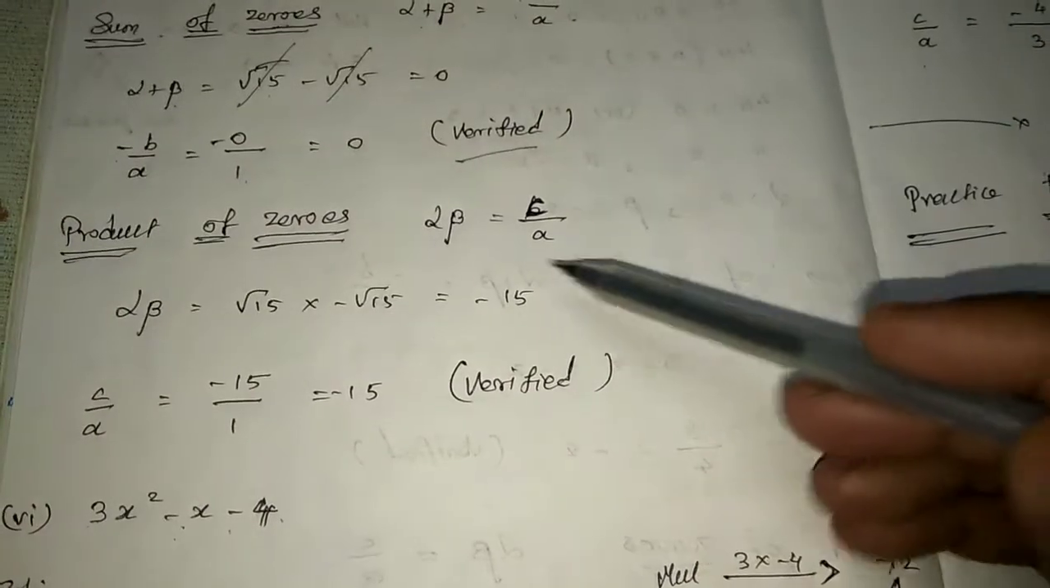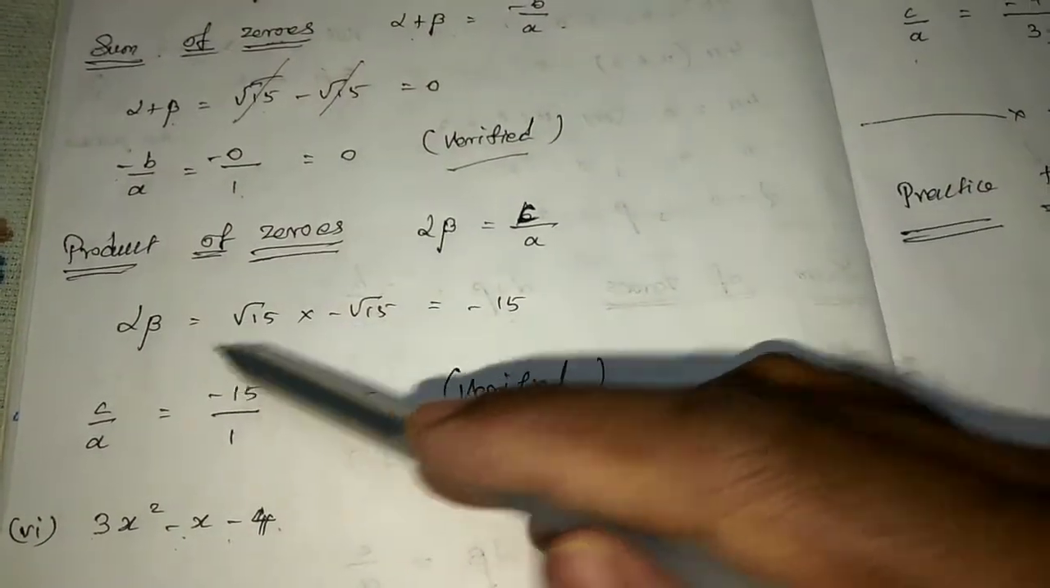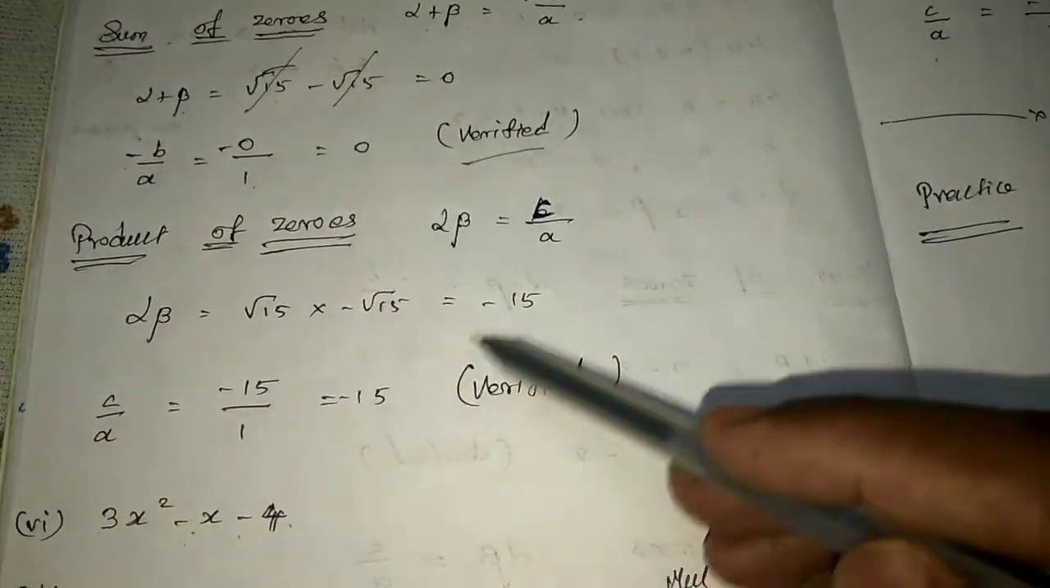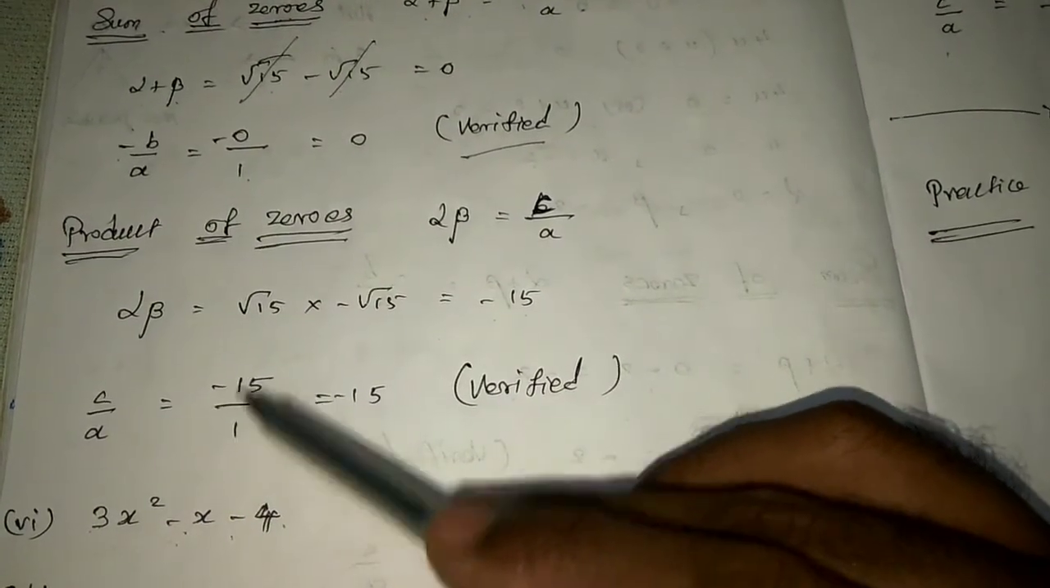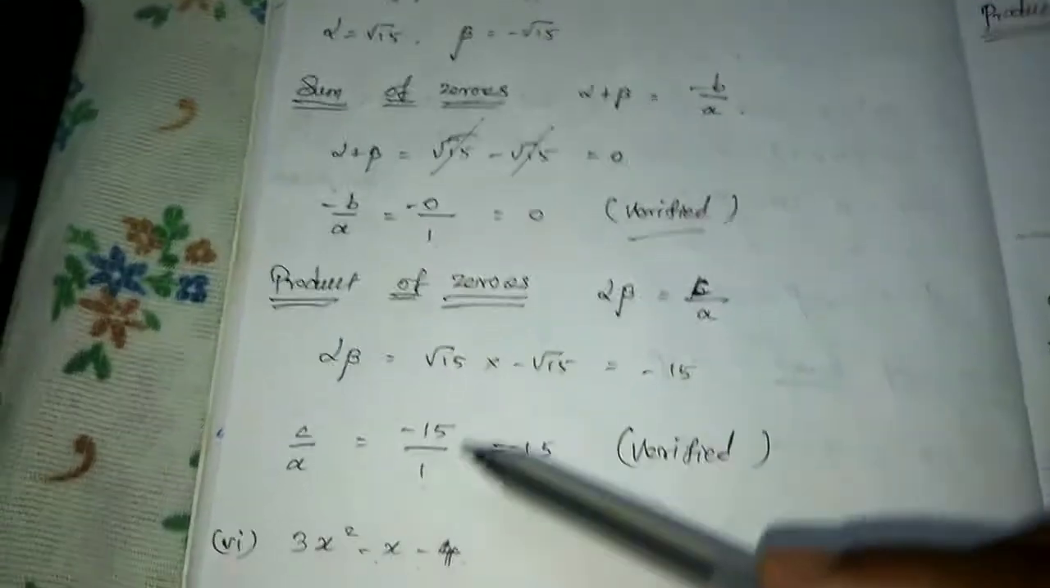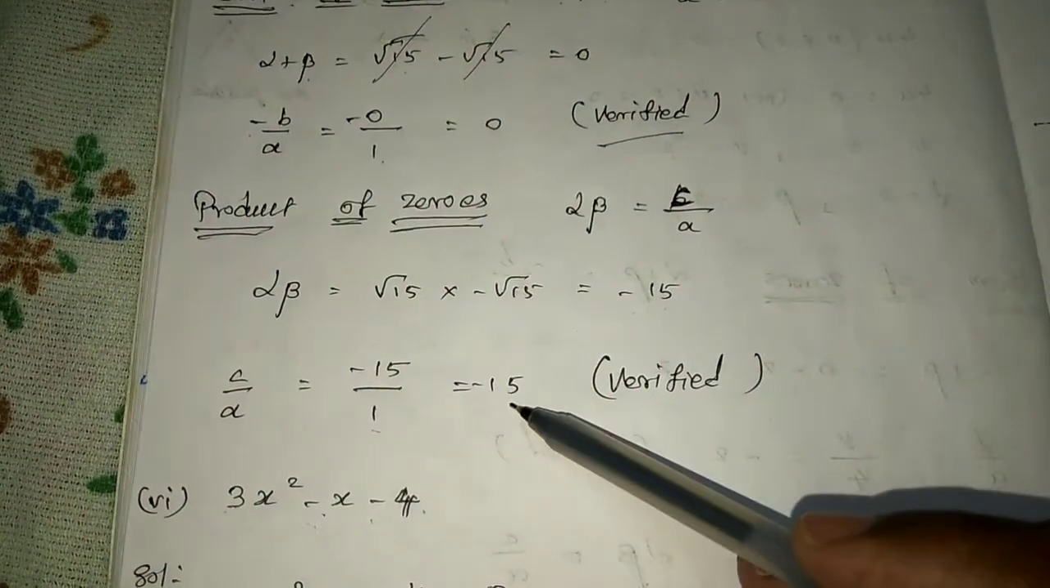Next, product of the zeros, alpha into beta, equals c by a. So alpha into beta, root 15 into minus root 15, so minus 15. Here c by a: minus 15 by 1, because the c value is minus 15 here. So c by a is minus 15 by 1, so minus 15, verified, right?